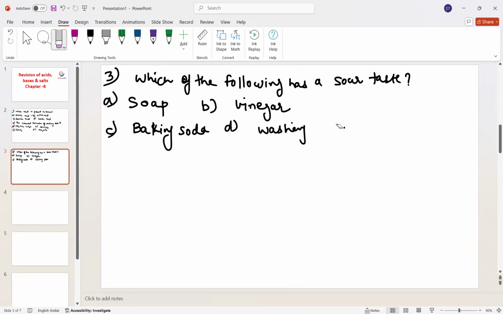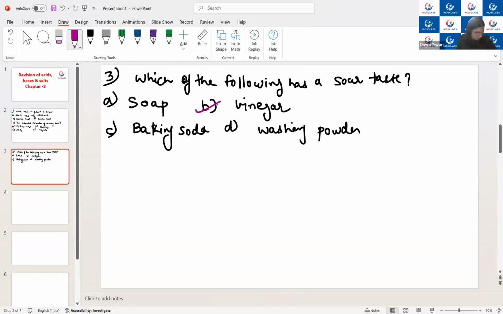Ma'am, vinegar. Yes, very good. Vinegar is going to be the correct answer for this. This is the type of MCQ questions you can have in your exam paper. One more question of MCQ.